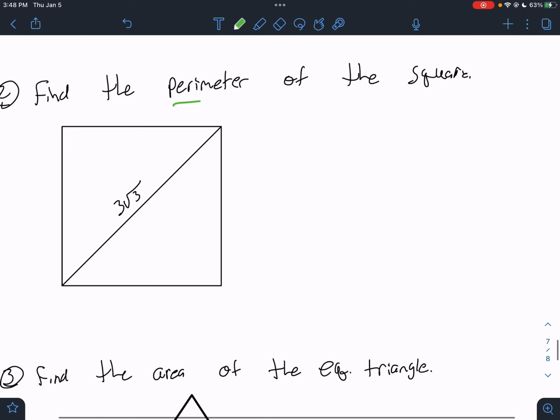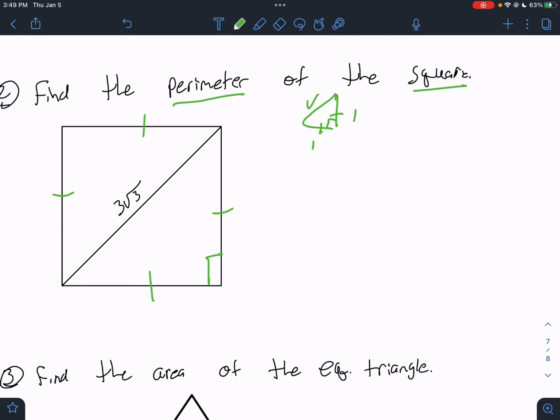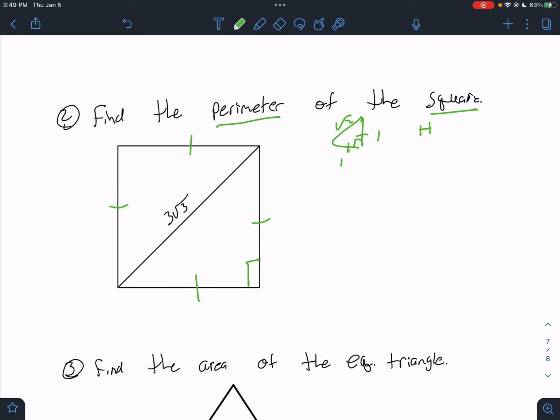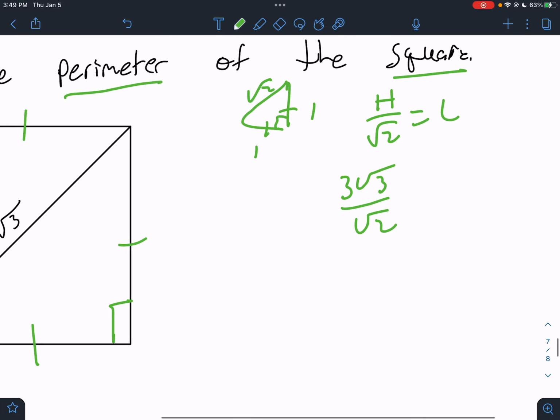How about if it's a perimeter of a square? Well, on a square, all four sides are equal and the angles are 90. So what we have is a 45, 45, 90. And we know that a 45, 45, 90 is 1, 1, root 2. So what do I do if I have the hypotenuse? I have the root 2. How do I get rid of the root 2? You do the hypotenuse divided by the square root of 2 to get the leg. So this would be 3 root 3 divided by root 2. I need to clean that up, so I'm going to multiply the top and bottom by root 2. That would get me 3 root 6 over 2.